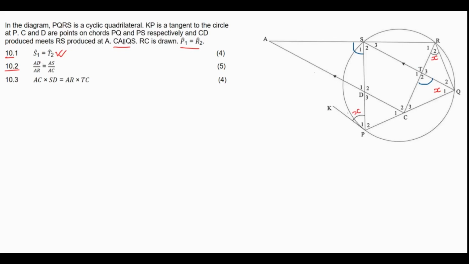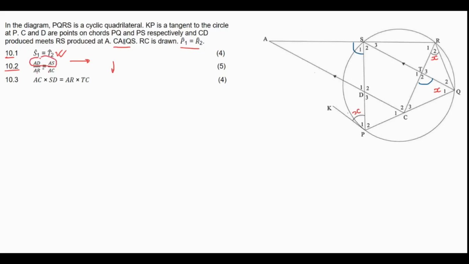Right, let's do this 10.2. We want to prove that AD over AR is equal to AS over AC. What we can do here is to identify the triangles. So when identifying the triangles, this is what you can do. You move across these two ratios. You move across like this and then try to identify triangles. Or sometimes you can move like this, left hand side and the right hand side. Let's start by checking across. So we move like this.